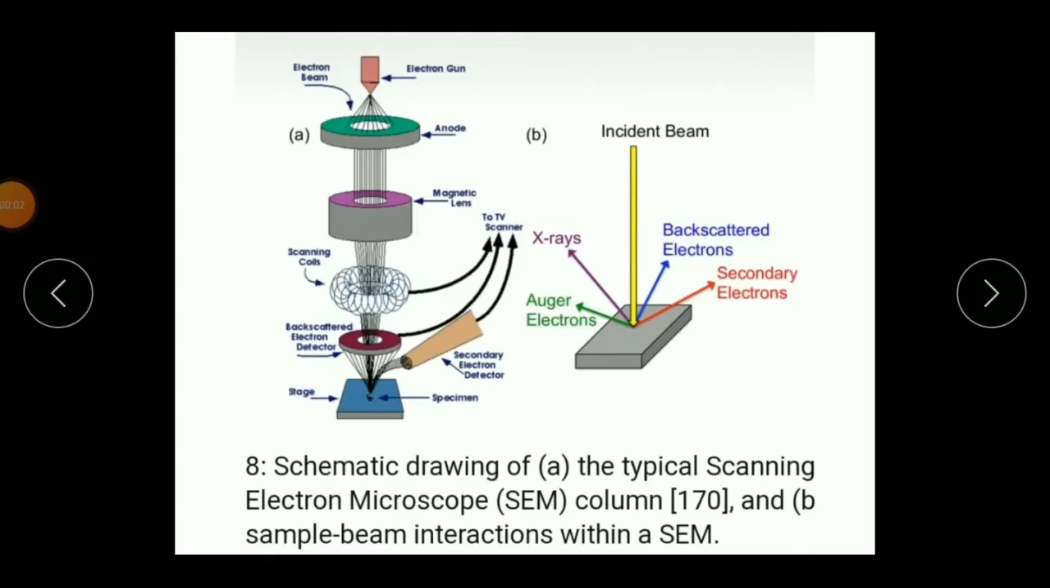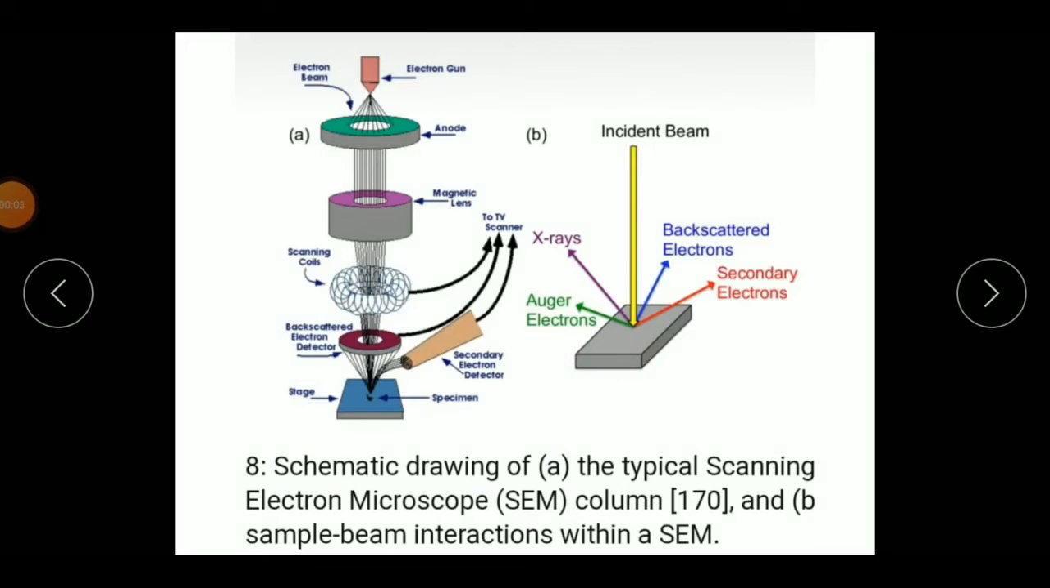Here let's look into the working of SEM, that is scanning electron microscope. The diagram A here is showing you the scanning electron microscope, and the diagram B is showing you the sample beam interaction with SEM. First we'll look into the sample beam interaction. This is for you to understand the working of scanning electron microscope. First you have an electron beam that is incident like this. Once the electron beam is incident, it will form Auger electrons, X-rays, backscattered electrons or secondary electrons. So you have to know these four.